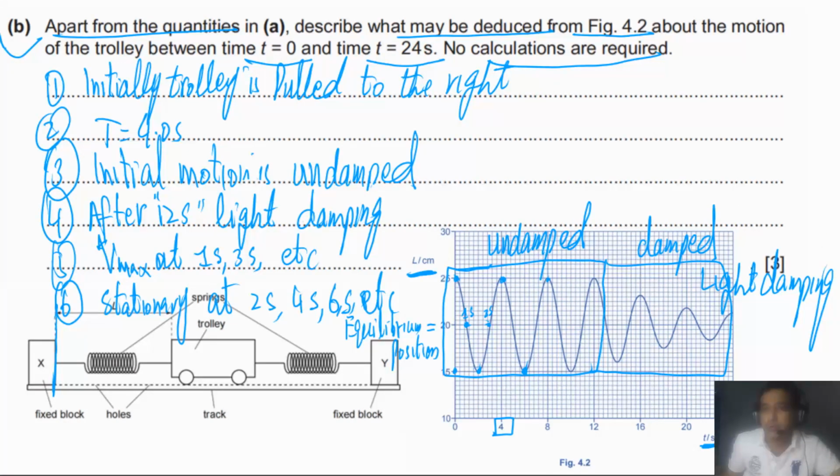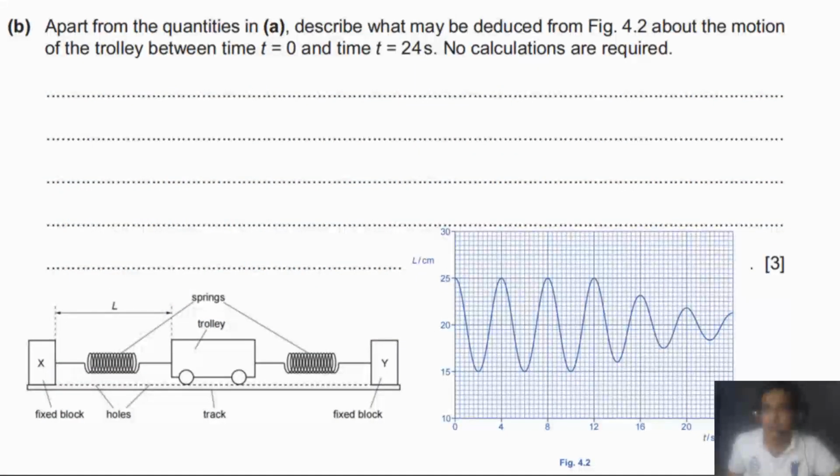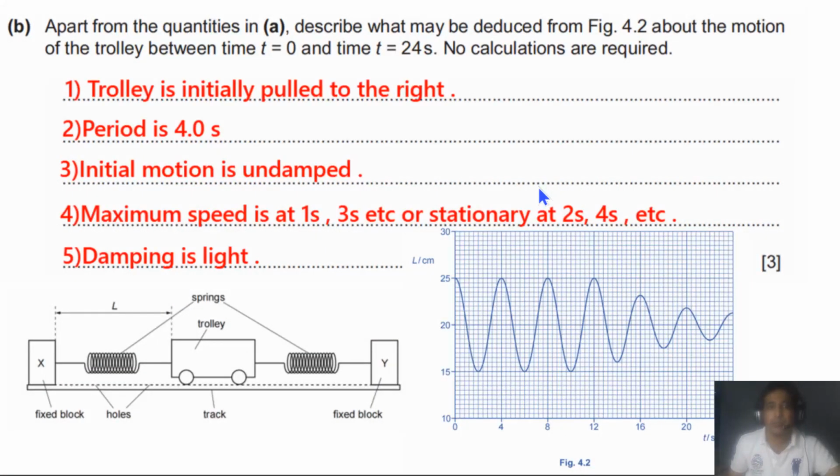Now let me show you the proper answer written in proper language. This is what you need to write down for the answer to this question. At least 3 points you have to write down. We have talked about 5 different points, but if you mention 3 points, you will get 3 marks.